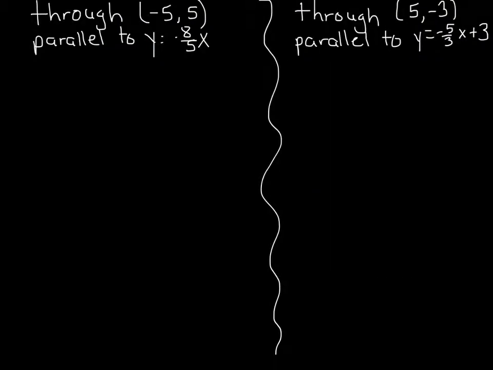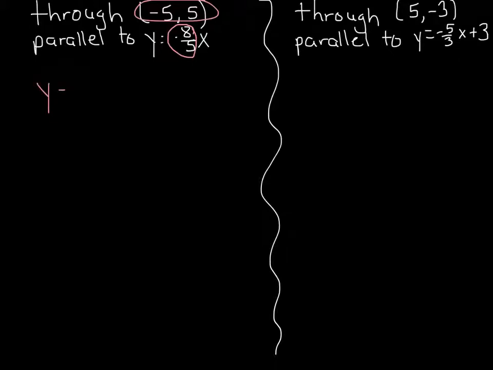Okay, remember the slopes of parallel lines are equal. So we look at the line that it's parallel to, and we see what the slope is. In this case, it would be negative 8 over 5. So there's your slope, and there's a point. So we put it in point slope form.